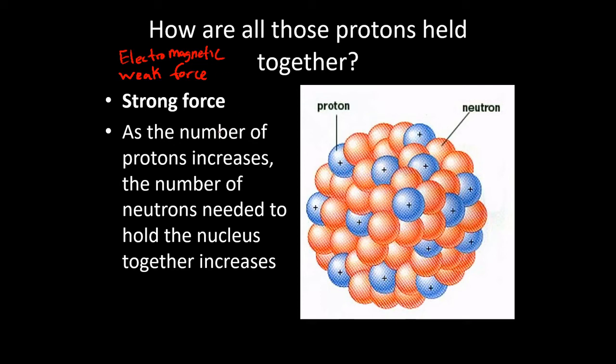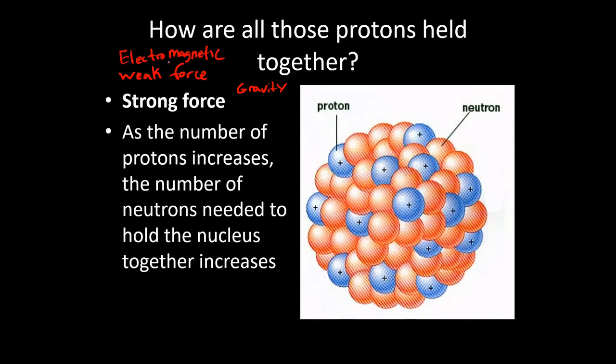And then the 4th one, which you might have thought of as well, is gravity. That is the 4th force. These are the 4 elementary forces in the universe that can be used to explain anything that happens, scientifically speaking. And the strong force, as the name implies, is by far the strongest of the 4. The strong force is the strongest.